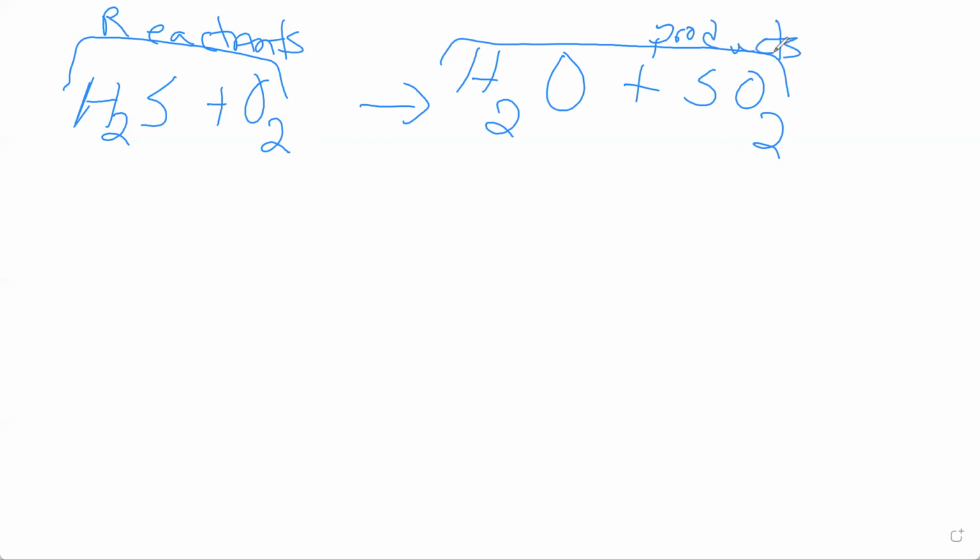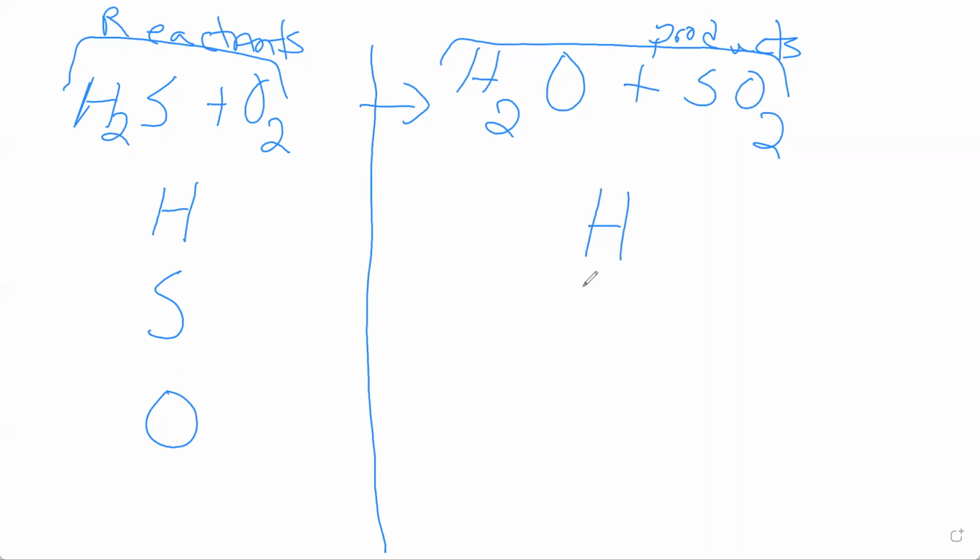Now, the way I always like to have my students start to balance an equation is to draw a line right here at the yield sign and just list the elements that we have on both sides. So we have the H, which represents hydrogen. We have an S for sulfur and an O for oxygen. We should have the same elements on the other side, and we do, H, S, O. And it's helpful if you list them in the same order.